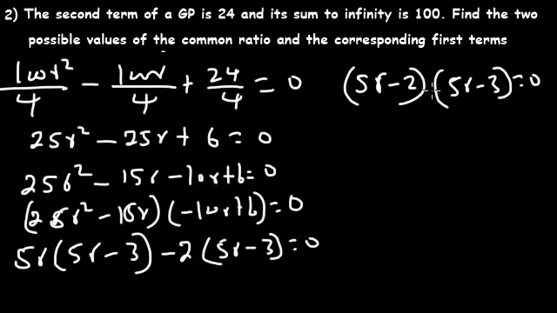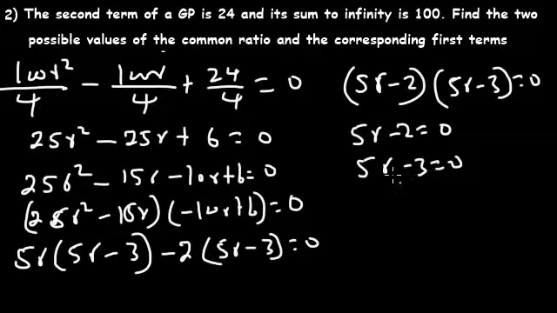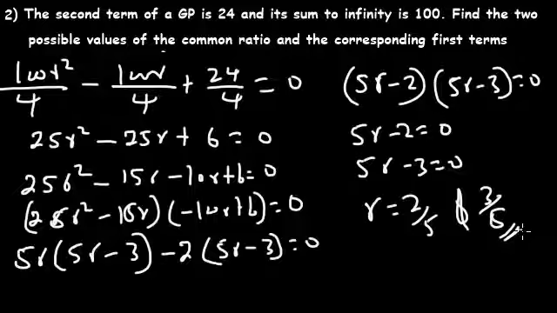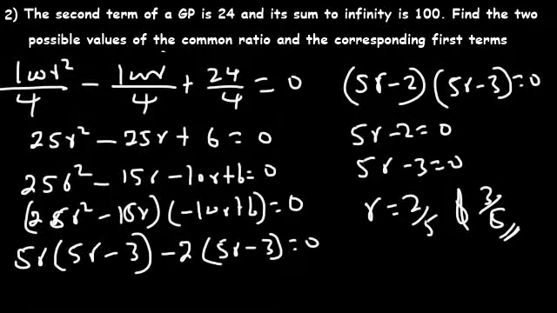This is r, not 6. So we can set both of them to be 0. 5r minus 2 is equal to 0, and 5r minus 3 is also equal to 0. So upon solving for r, we have r to be 2 over 5 and 3 over 5. So these are the two possible values of r. Next is to find the possible values of the first term.